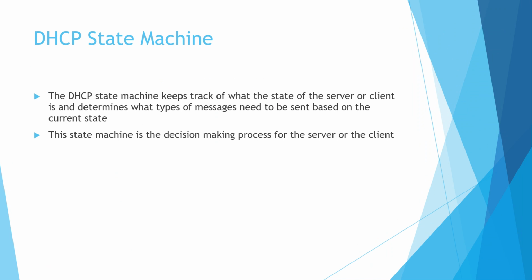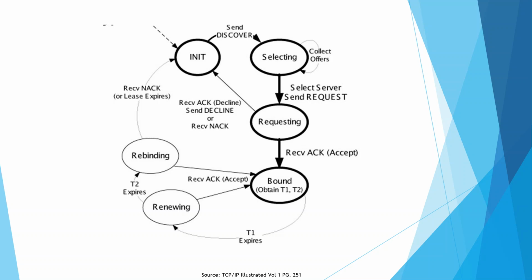Okay, continuing on. We have this thing called the DHCP state machine. This is basically what DHCP uses as a decision-making process, and it determines what type of messages need to be sent. It's kind of like a dichotomous key, a roadmap to help the decision-making process overall for the server or the client. So this is going to be the state machine.